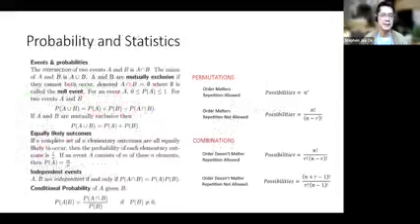Next would be probability and statistics. Events and probability, like many of the examples earlier. We have the probability of mutually exclusive events, null events, and equally likely outcomes. And also the permutations and combinations, just like the examples earlier.